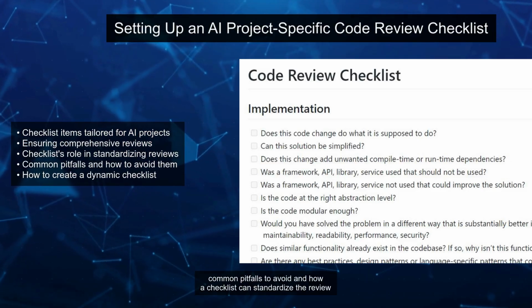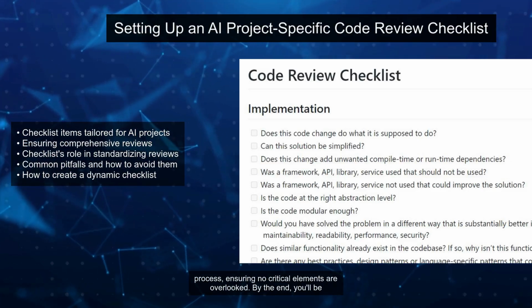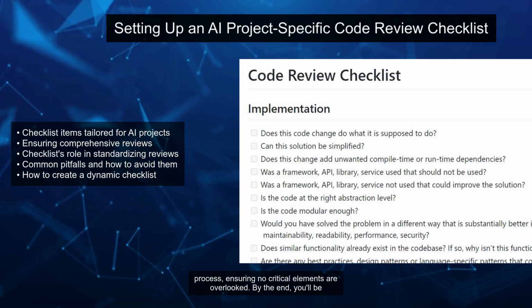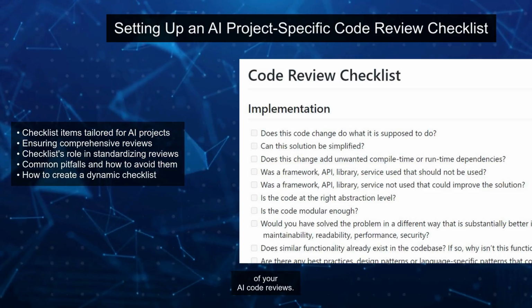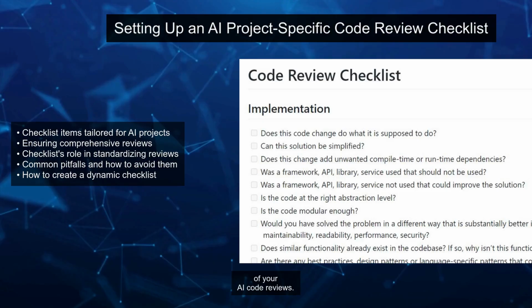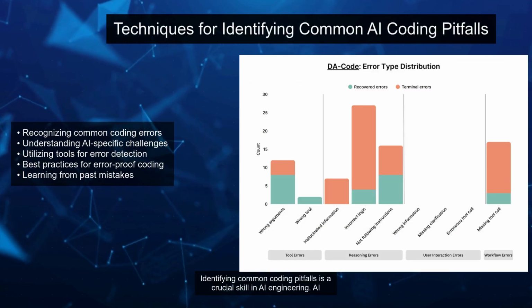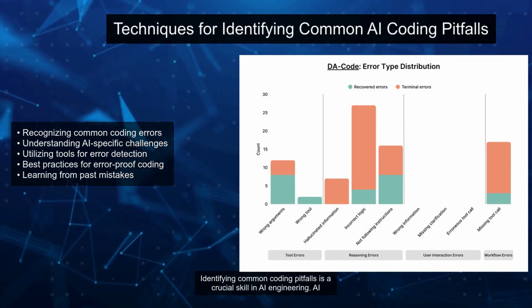We'll discuss common pitfalls to avoid and how a checklist can standardize the review process, ensuring no critical elements are overlooked. By the end, you'll be equipped to set up a checklist that enhances the quality and efficiency of your AI code reviews. Identifying common coding pitfalls is a crucial skill in AI engineering.